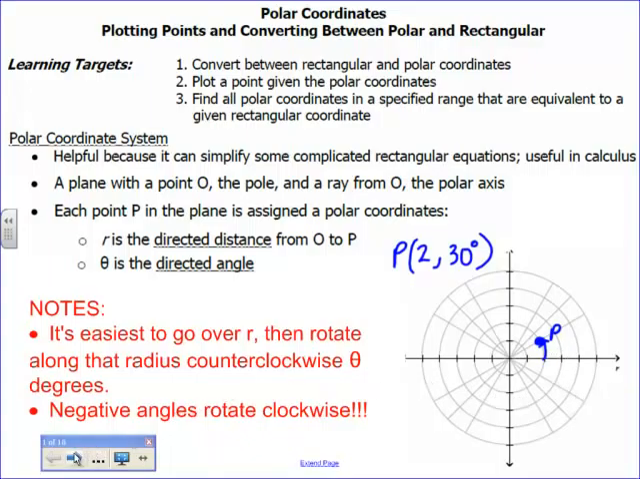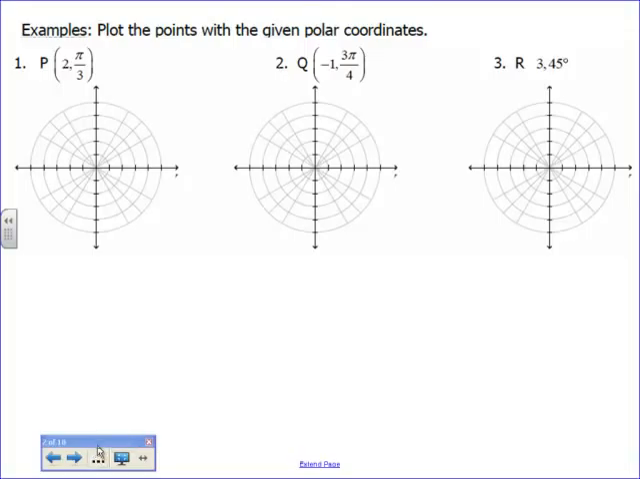The first few slides are really just practicing plotting these points. It will require that you remember your unit circle values. So it might be helpful for you to refresh your memory or get out your unit circle to help as we go through these. 2, 2 pi over 3 is going to be out 2 to the right and rotated around a 60-degree angle, pi over 3. So my point should land here.